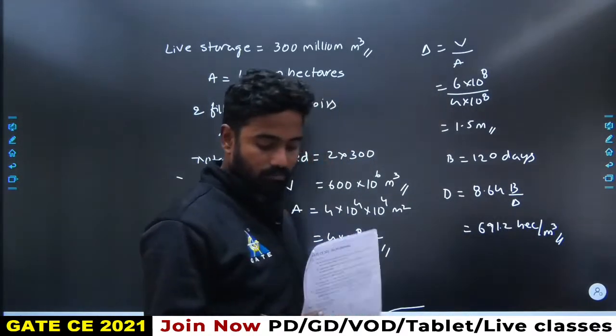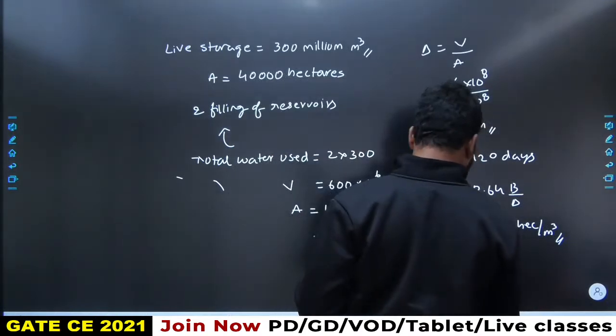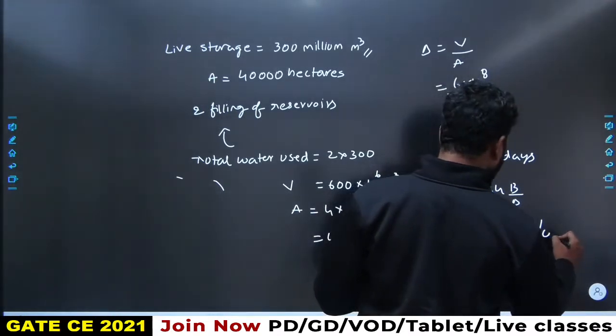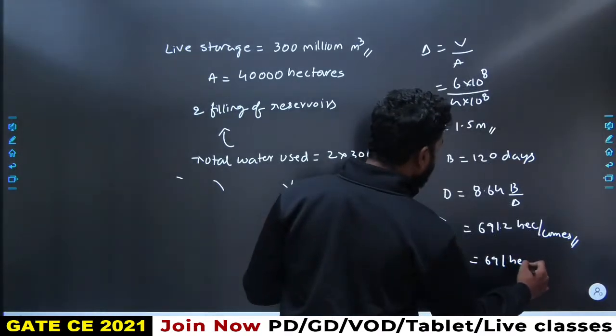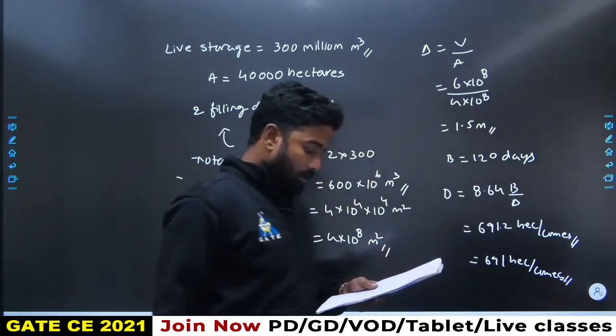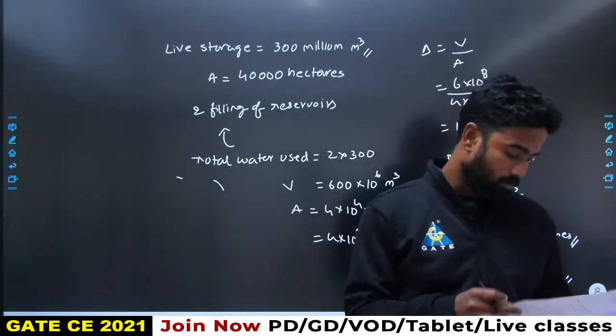691.2 hectares per cumec. Nearest integer, if you want, 691 hectares per cumec. This is how you are going to solve these types of questions.